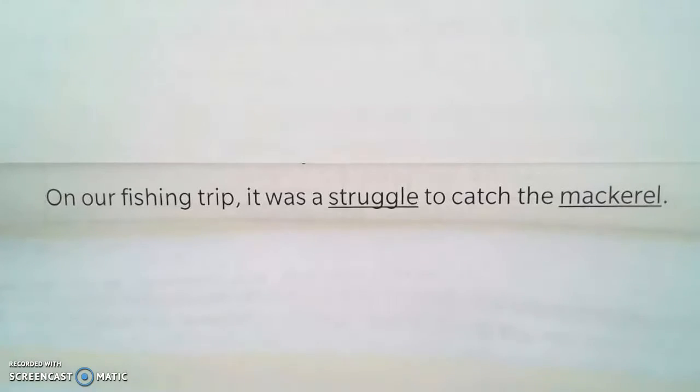I also see the CK. I know those two consonants go together to make one sound. I'll try it with the short vowel A in the first syllable. Mackerel, mackerel. Yes, that sounds right. A mackerel is a type of fish.